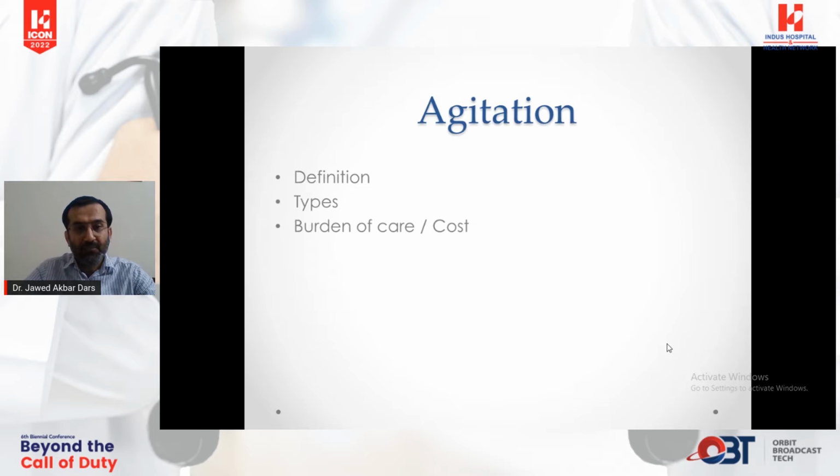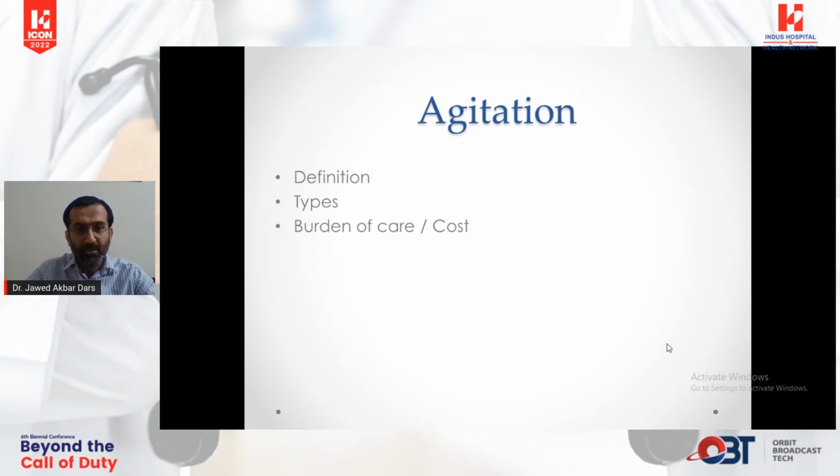Agitation has been associated with many psychiatric illnesses, like schizophrenia, bipolar affective disorders, and dementias like Alzheimer's, as well as organic conditions like encephalitis, thyrotoxicosis, even hypoglycemia, and brain injuries, etc.